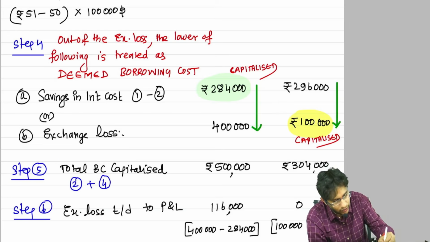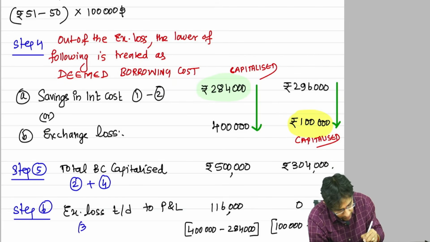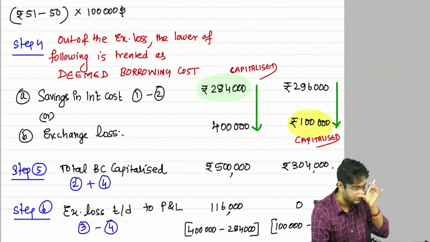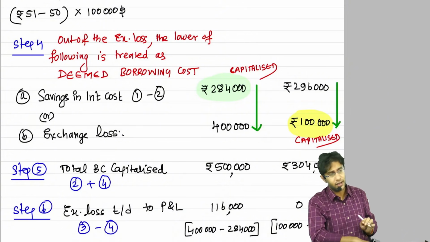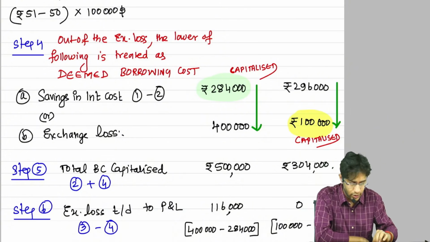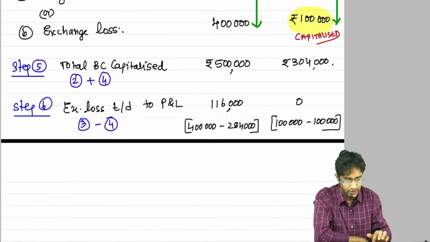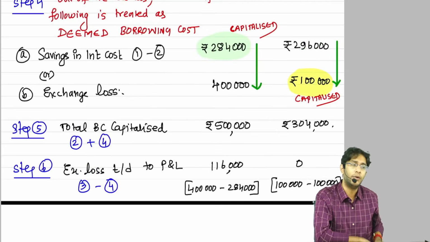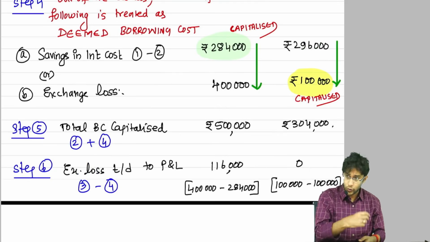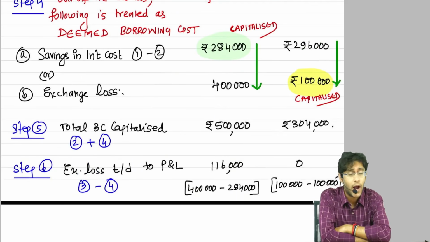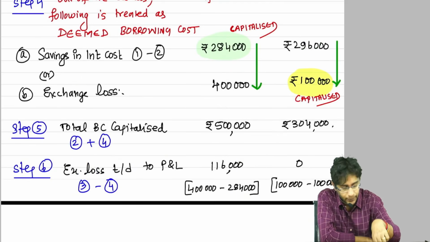So this, if you want, this is step number 3 minus step number 4. Step 3 is the exchange loss. Out of that exchange loss, how much is deemed borrowing cost? That is step 4. 3 minus 4 will give you how much is the remaining exchange loss, which could not be treated as a deemed borrowing cost, and that will enter into your P&L account.